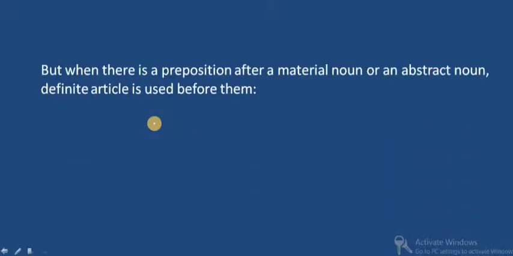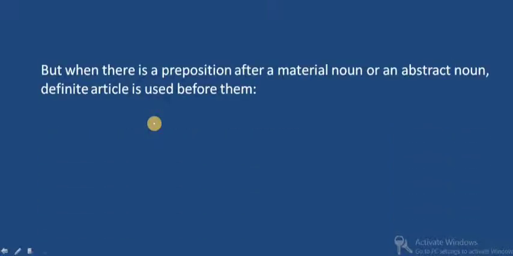Then before abstract nouns. An abstract noun is something which we can feel. For something which we feel, there also the article is not used. Here, honesty is the best policy. By mistake, if "the" is written, it becomes "the honesty is the best policy". Here also we do not use any kind of article.